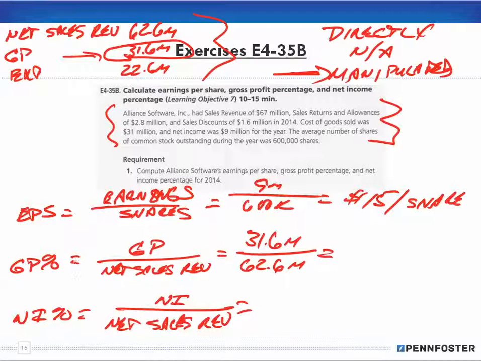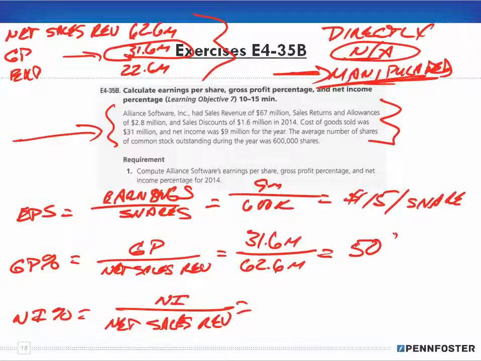So I wouldn't be able to actually figure out gross profit percentage from this data directly. It doesn't tell me directly what gross profit is, and it doesn't tell me directly what net sales revenue is. I actually have to look through the information here and decide what is not applicable and what information has to be manipulated in order to get the information I need, which is this 31.6 and the 62.6. So when I divide that, I end up with a percentage of 50.4% for my gross profit.